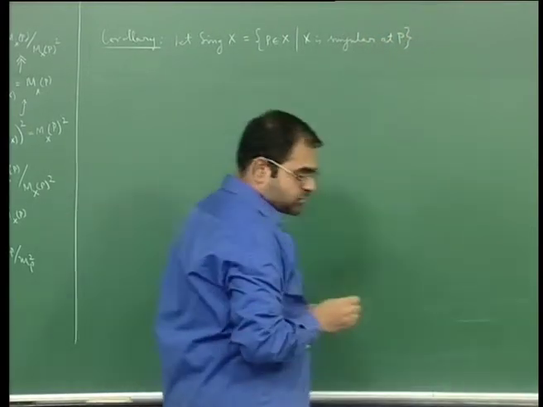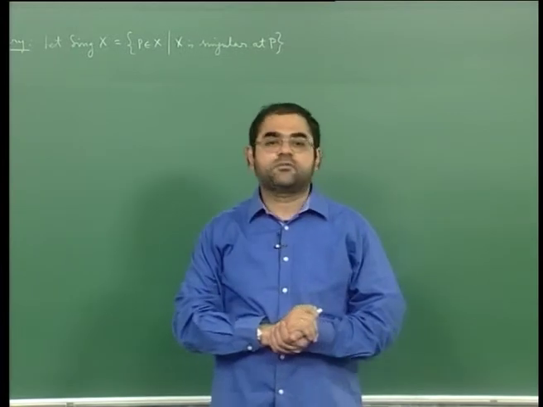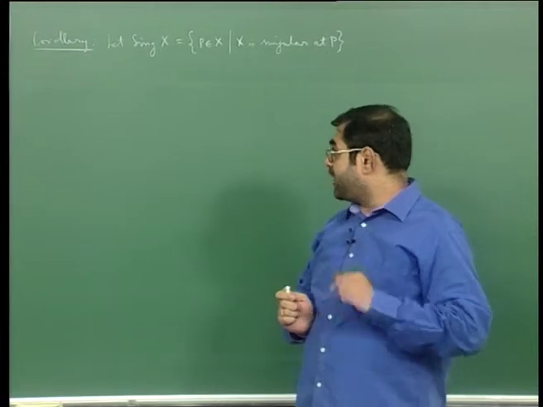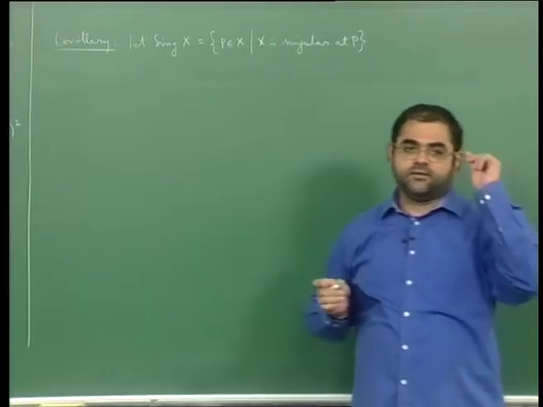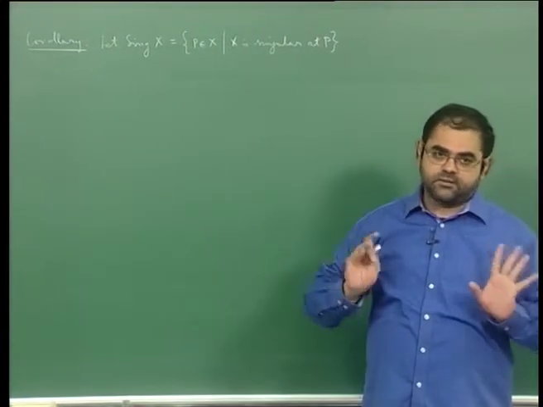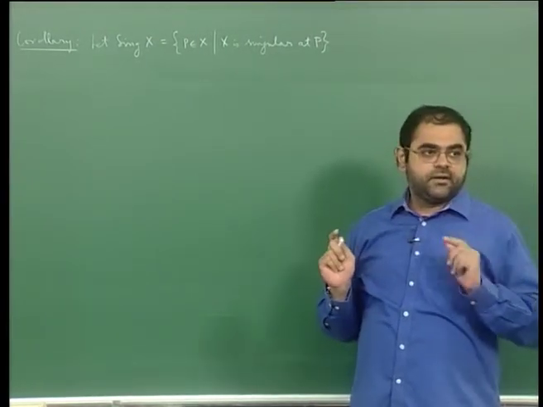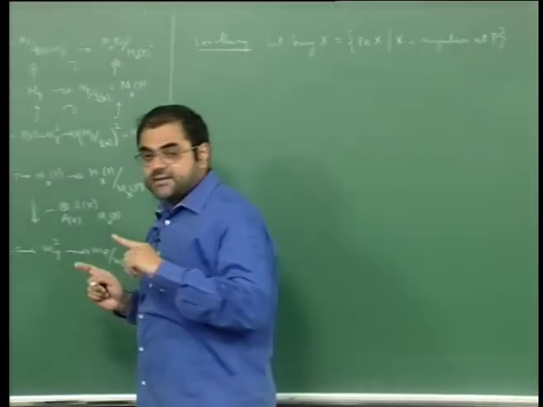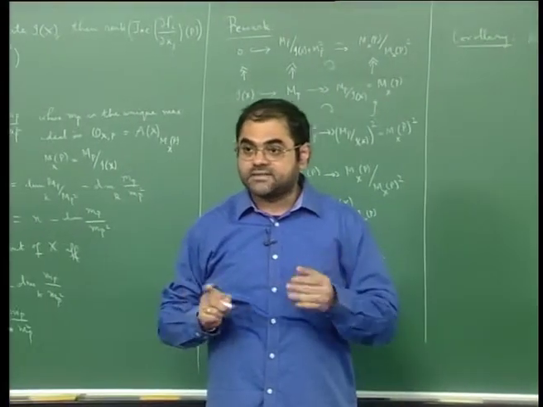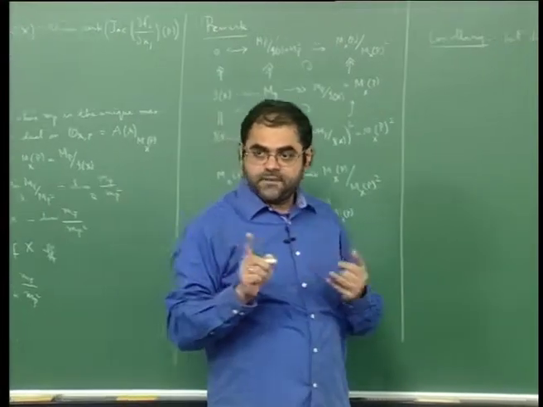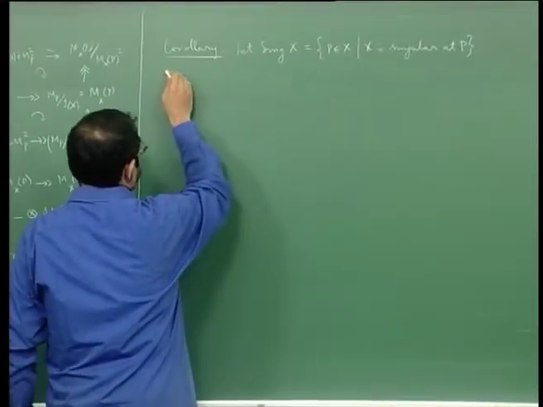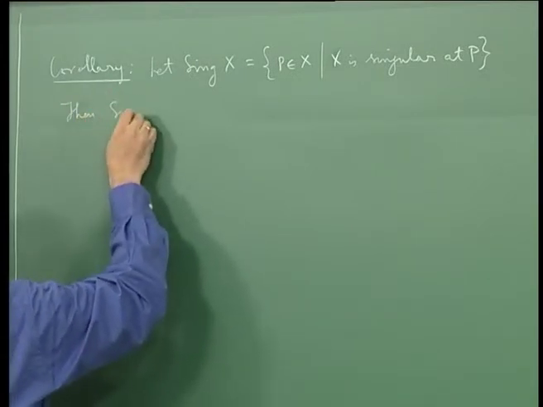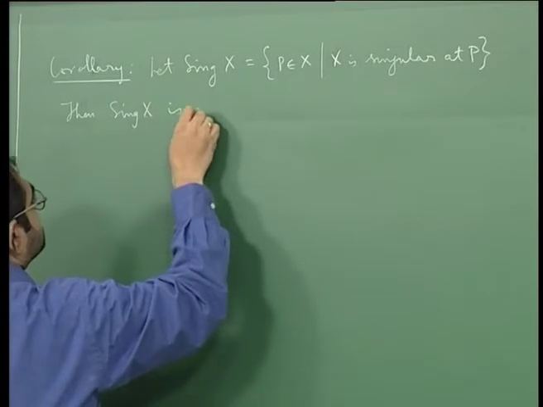Look at the set of singular points of a variety. So X is a variety, and look at all those points of X which are not non-singular. Points which are not non-singular are called singular. Now the fact I want to make is that the set of singular points is a closed set and it is a proper closed set. So here is the theorem. The first corollary is that the set of singular points is a closed subset of X.